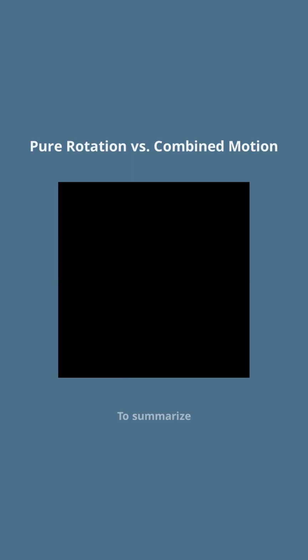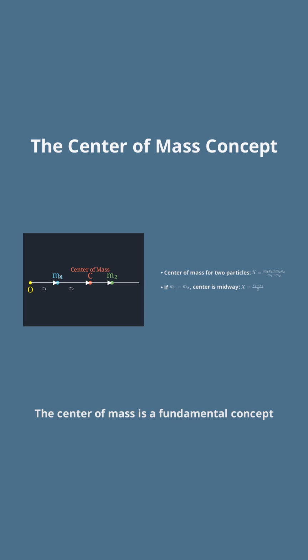To summarize, a rigid body not fixed in any way can have pure translation or a combination of translation and rotation. If the body is fixed at a point or along a line, it can only rotate. Most real-world motions are combinations, like a rolling wheel, which both translates and rotates. Understanding these distinctions is crucial for analyzing the dynamics of everyday objects. The center of mass is a fundamental concept for understanding the motion of systems of particles.